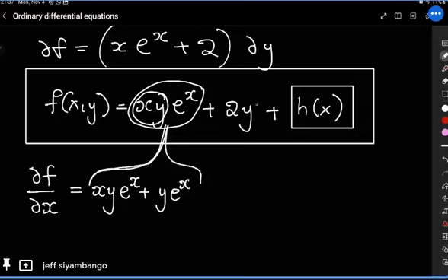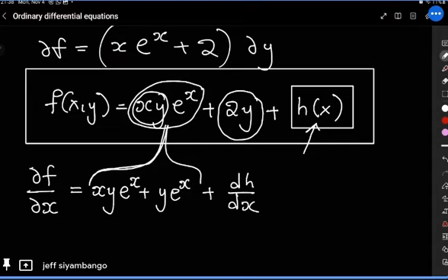Then it comes to this one. With respect to x, it's 2y, so meaning with respect to x that is a constant. So we go straight to that one. That is h of x. With respect to x, it's not a partial differentiation. This will depend solely on x. It's just going to be dh dx.